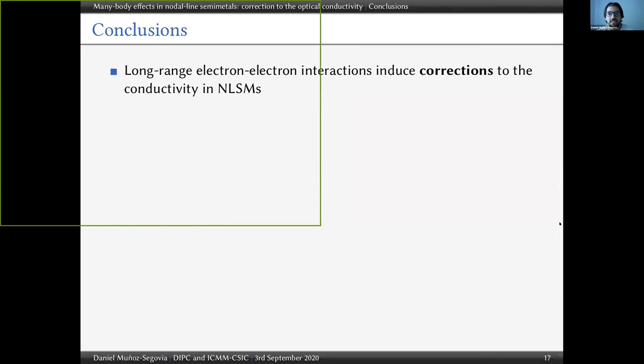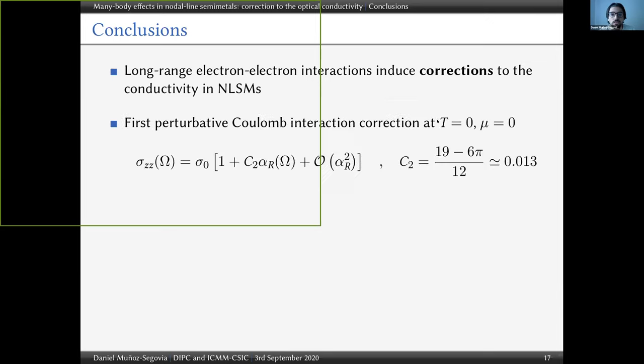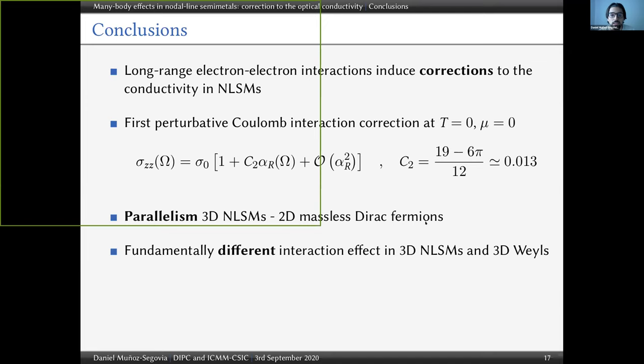So with that, I conclude that we have seen that the optical conductivity, contrary to what happens in isotropic Fermi liquids, gets interaction corrections, and we have computed that to first order in perturbation theory. We have seen that there is a close parallelism in the interaction correction between graphene and nodal line metals, but also that there is a fundamental difference between nodal line metals and Weyl semimetals.